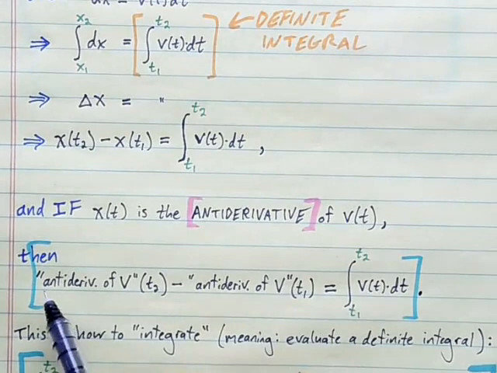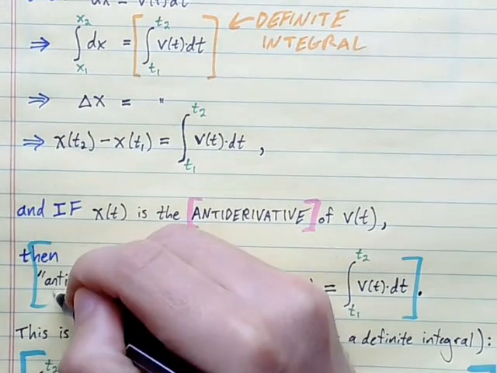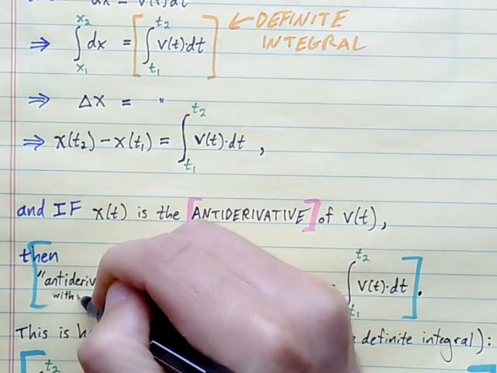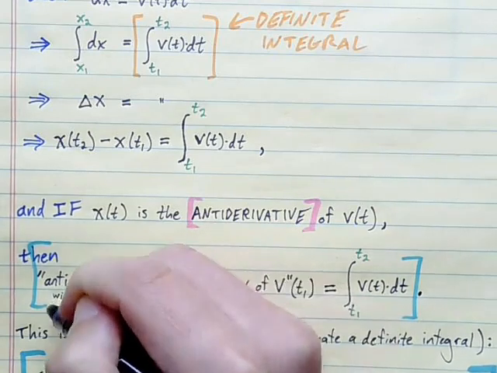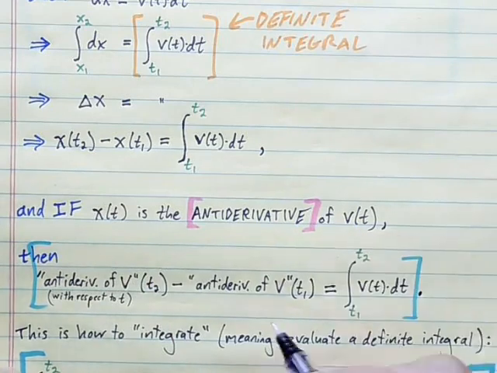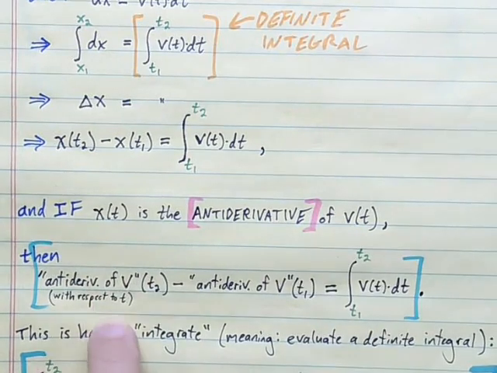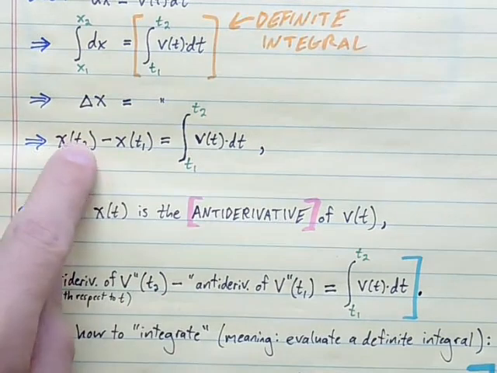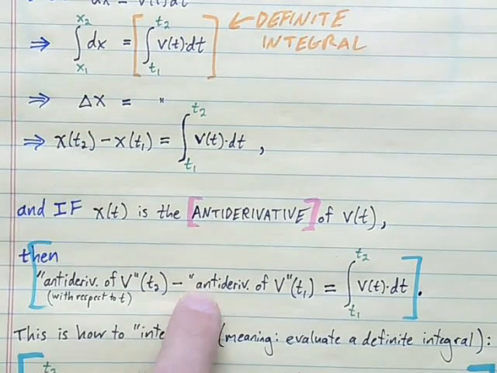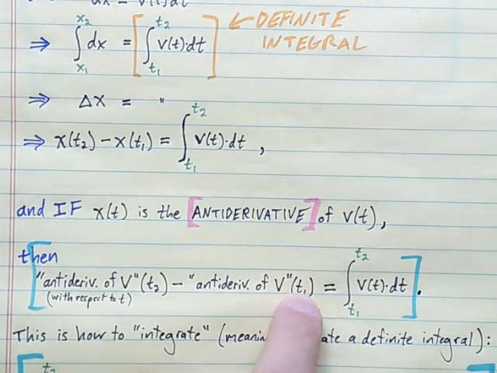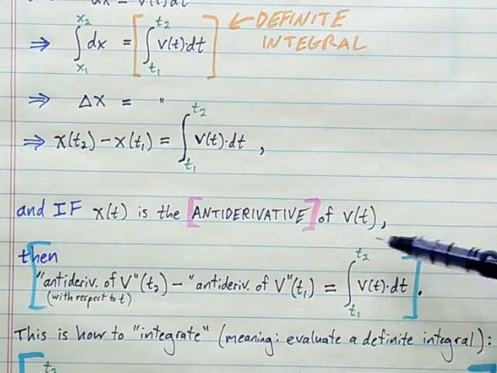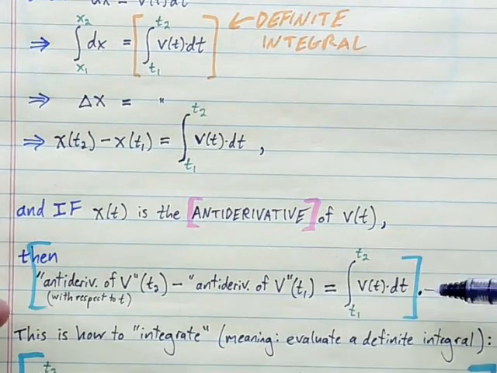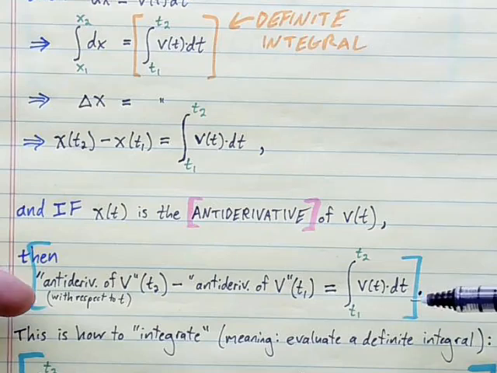The antiderivative of the velocity, and we should say with respect to the independent variable t, the antiderivative of the velocity at time 2, that's this here, x at time 2, minus the antiderivative of the velocity at time 1, that's this, x at time 1, is equal to the result of the definite integral. This, in brackets here, is basically the statement of the fundamental theorem of calculus.